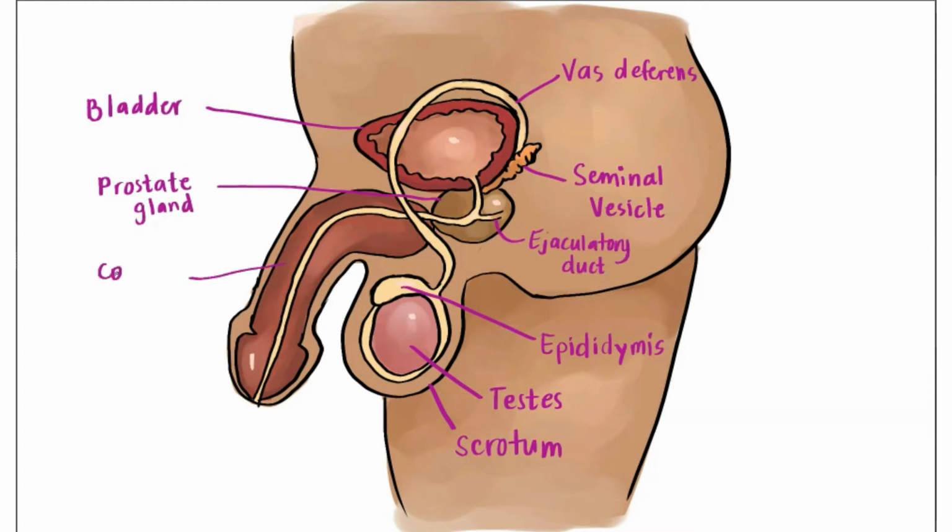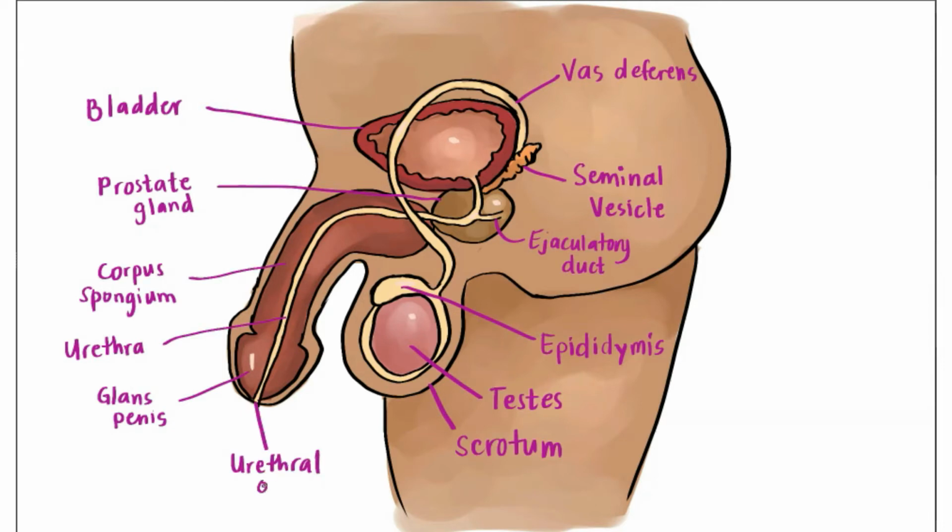The corpus spongiosum is a supportive erectile tissue that surrounds the urethra. The glans penis is the rounded head of the penis that has the opening of the urethra. The urethra is a tube that carries urine outside the body. However, when the penis is erect during sexual stimulation, the flow of urine is blocked from the urethra. Ejaculated semen exits through the urethral opening.